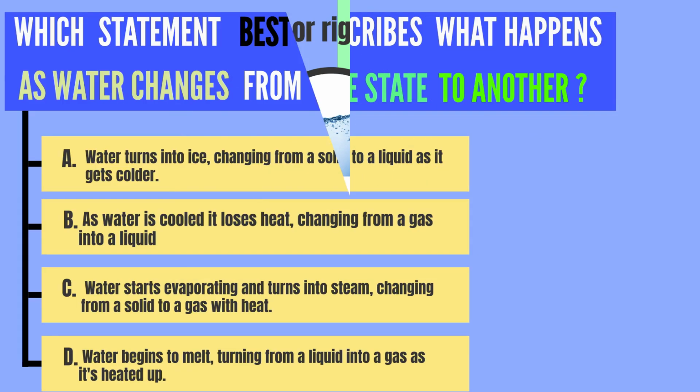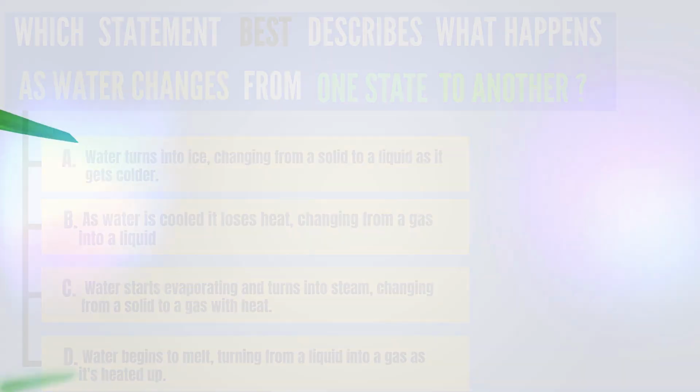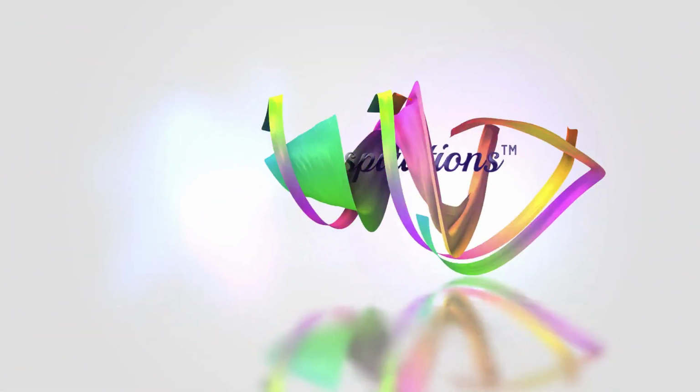So what do you think, young scientists? Which option aligns with your water cycle discoveries? So go ahead and write your answers in your workbooks and in the comments below.